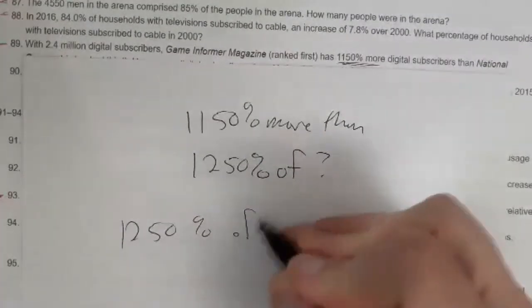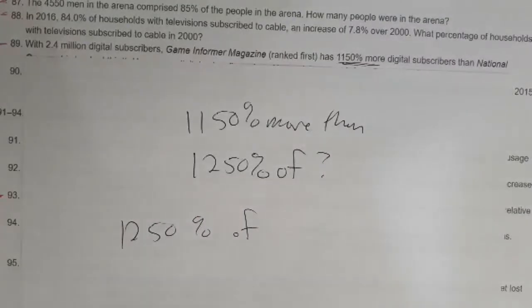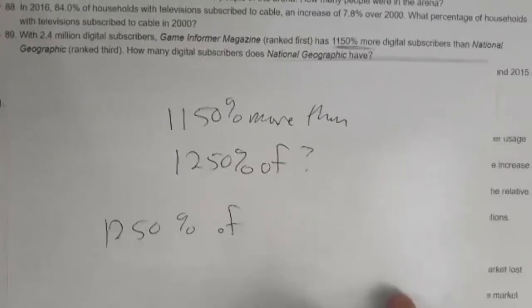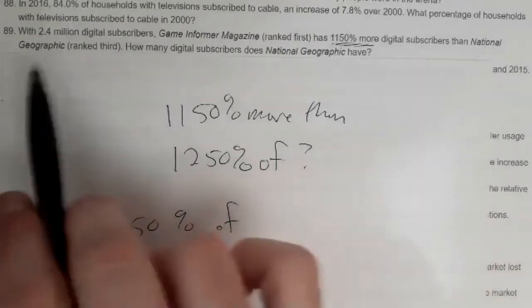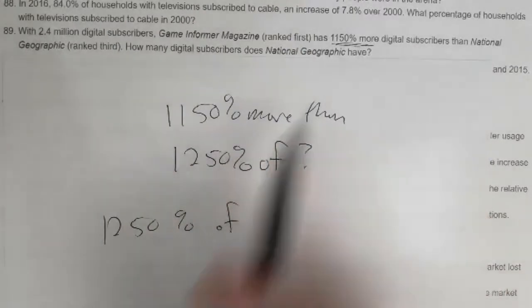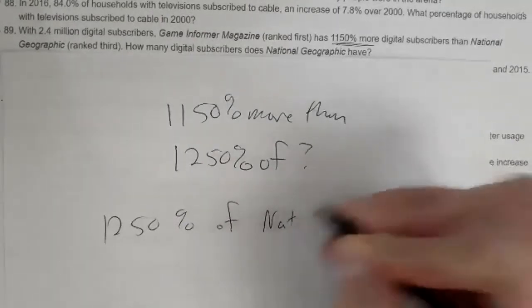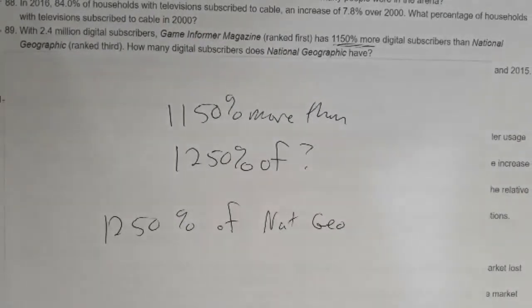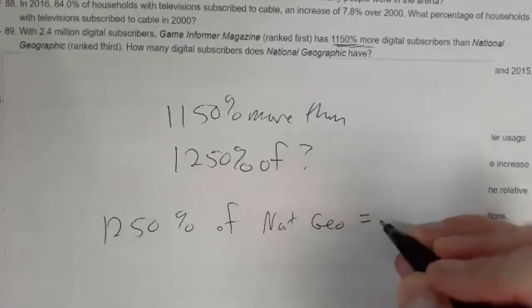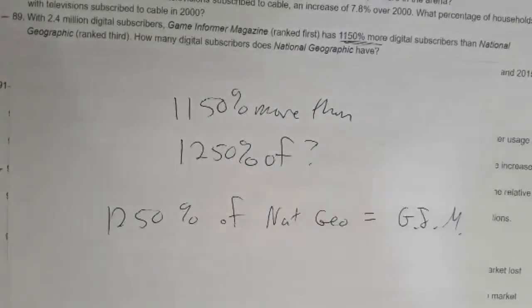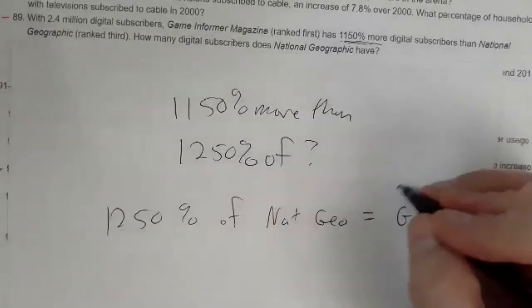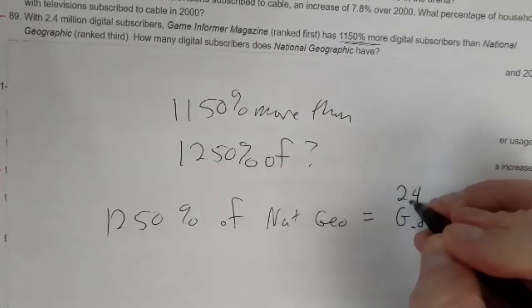This one you have to be careful. So if this is more than National Geographic, this would be 1250% of the Nat Geo, is what they're saying. And if we take 1250% of National Geographic, that should give us the other thing, the Game Informer number that we have, which is 2.4 million.